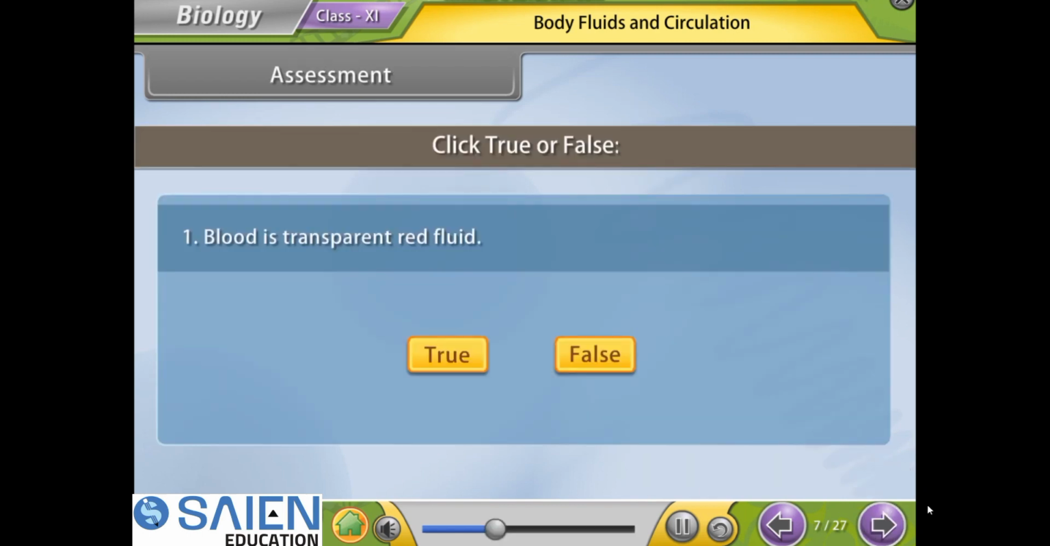Assessment. Before proceeding further, let us know how much you have learned. Click True or False.